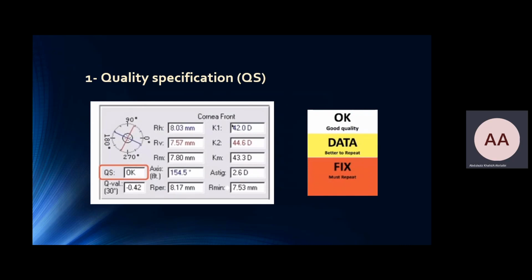The first point to be examined is the quality specification, which gives an indication of the reliability of the topography. It can be represented in green, yellow, or red. Green is okay, which represents good quality. If yellow, it is better to repeat the topography. If it is red, it should be repeated. We cannot rely on this topography.